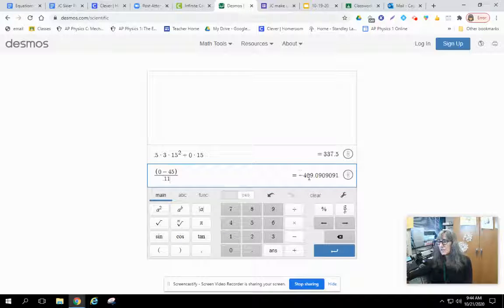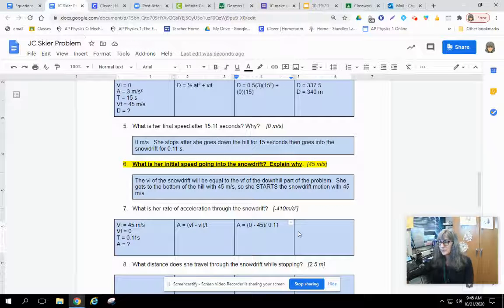That gives me a negative 409.0909, etc. And that's my acceleration. I'm going to round that to 2 digits. That's going to give me negative 410. It's negative because it's slowing down. So we're going from a faster speed to a slower speed. So that should make sense. And it's meters per second squared.